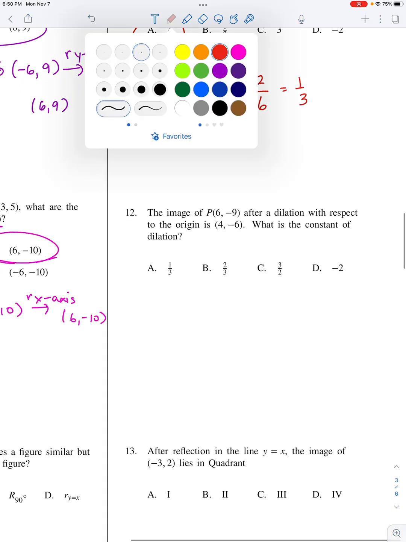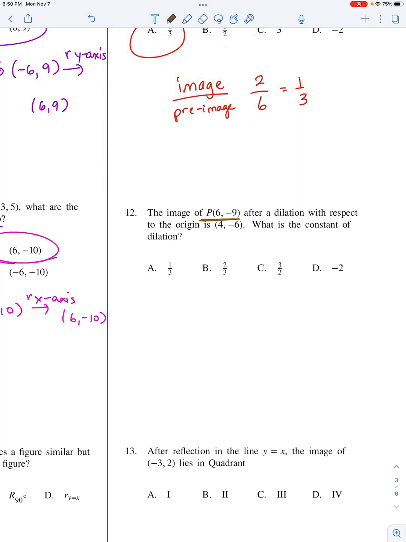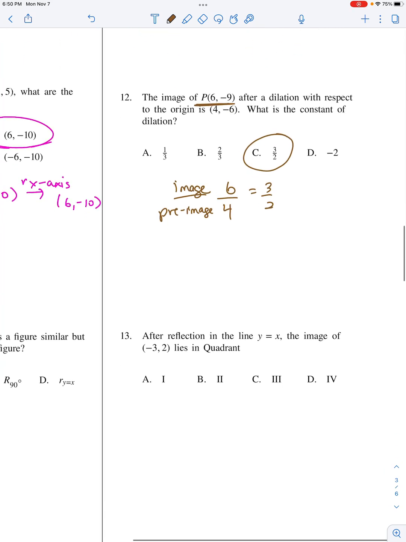So the same thing with 12. You take the image and put it over the pre-image. They told you this is the image, so put the 6 over the 4. Image over pre-image to get the constant. 6/4 is 3/2, so it's C.